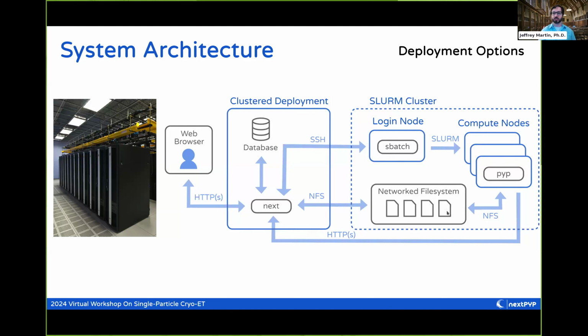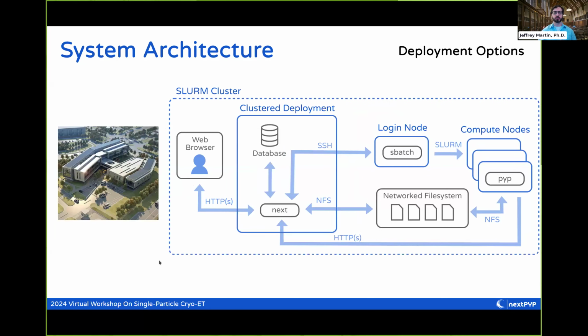It'll be a network file system, and that'll typically give you access to lots of storage, although it can be a little slow sometimes. And then the website will use its web protocol channel to send data back, which the website will store in the database. And then there's one last option. If your data center maybe looks something like this, maybe you're in a very secure facility, you might need to run everything inside this Slurm cluster, and we support that option as well.